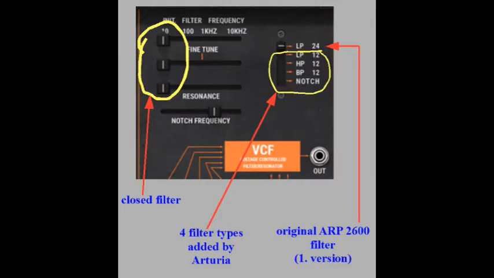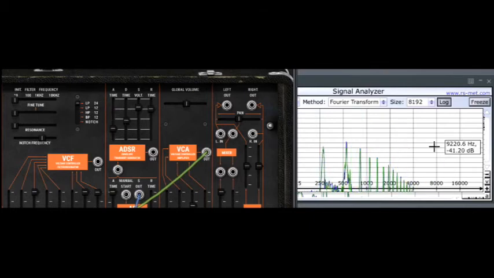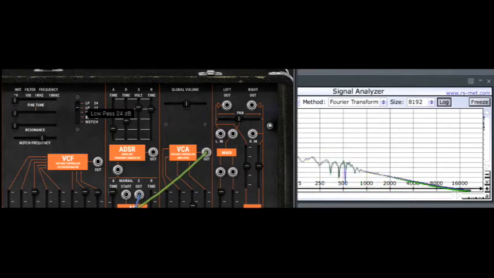So, what about the filter then? The first thing we discover is that the filter is completely closed. It's switched to 24 dB low pass, as this was the only filter type available in the original ARP 2600. The other filters, which we have here in Arturia's software emulation, are add-ons by Arturia. Please look at the spectrum while I switch between 24 dB and 12 dB low pass. The upper end of the spectrum ends at around 4 kHz with the 24 dB low pass filter, but reaches up to above 8 kHz with a 12 dB low pass filter.